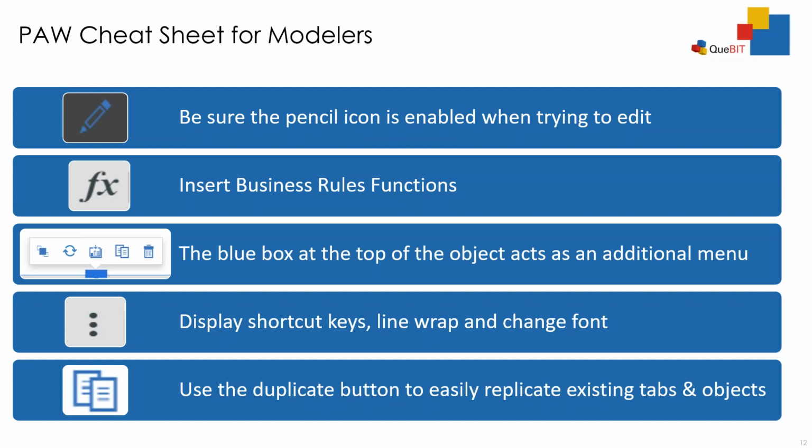And then these three dots, when looking at rules, this will give you your shortcut keys, your line wrap, your change font, basically some good user features that will allow you to work the way you want to work.